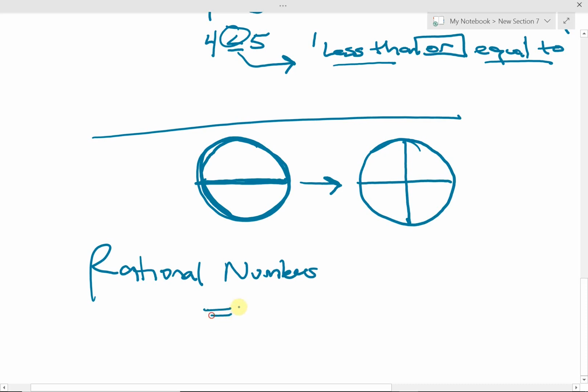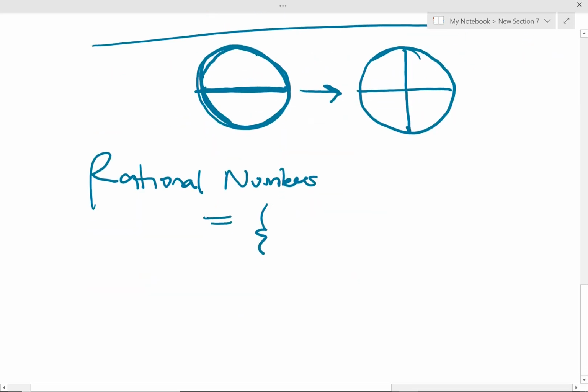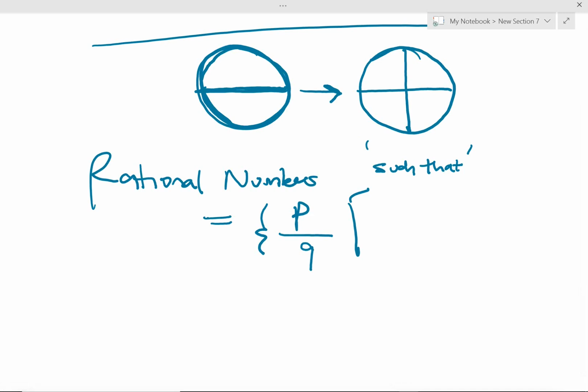And then we can denote this as a set of p over q. So this is like a fraction, such that, so this also means such that. It's important to know mathematical notation. So any line that goes vertically like this denotes such that, or p over q based on the condition that p and q are integers.